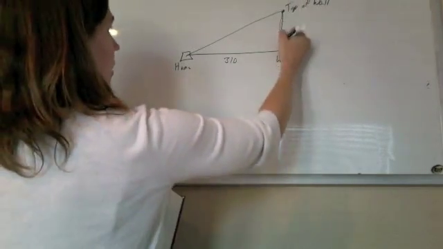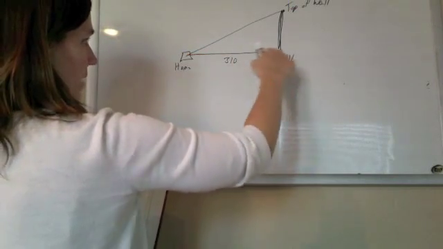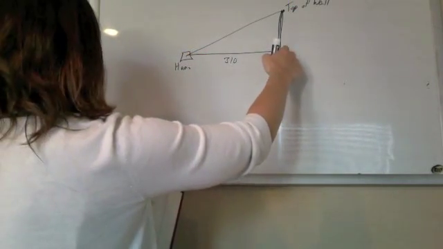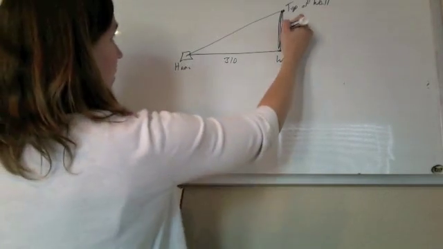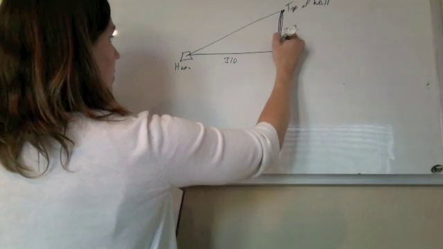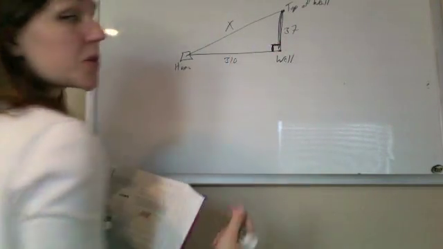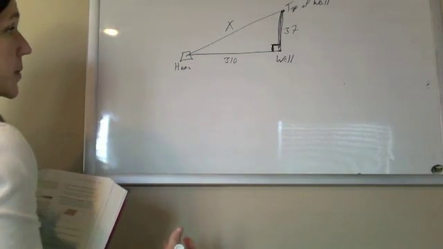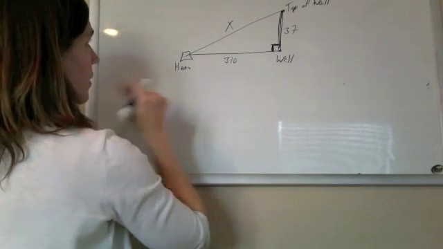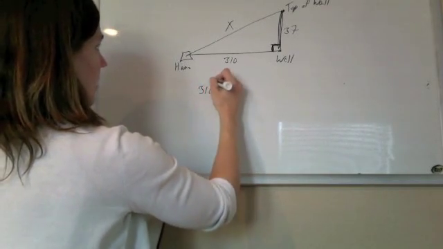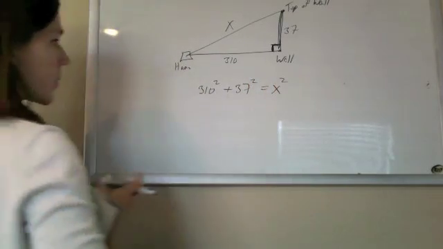So this is your wall going up. So from the home plate to the wall is 310. And they tell us that the wall is 37 feet tall and perpendicular to the ground. So this is what we're looking for, and once we have the picture, it just becomes Pythagorean Theorem. So we have 310 squared plus 37 squared equals x squared.